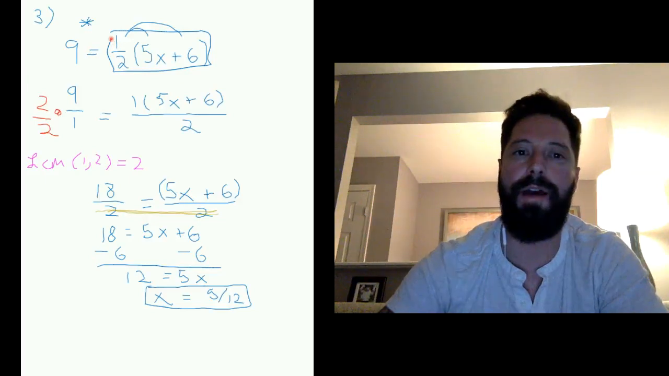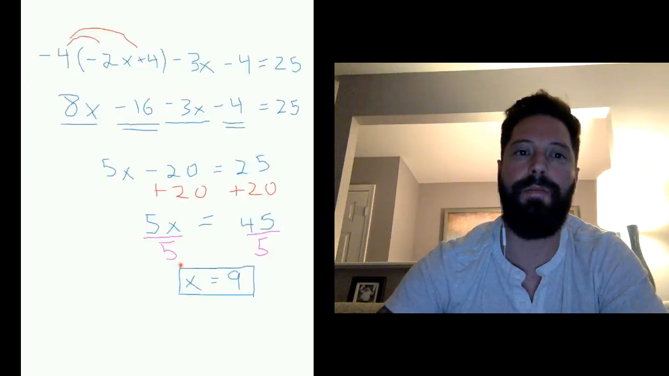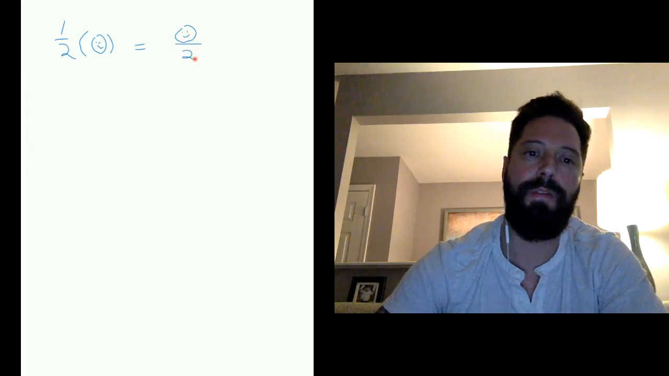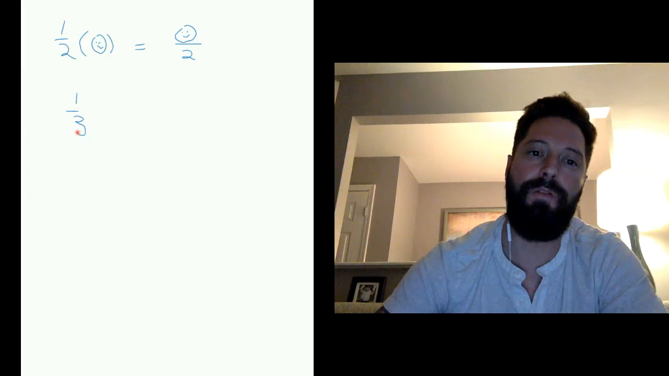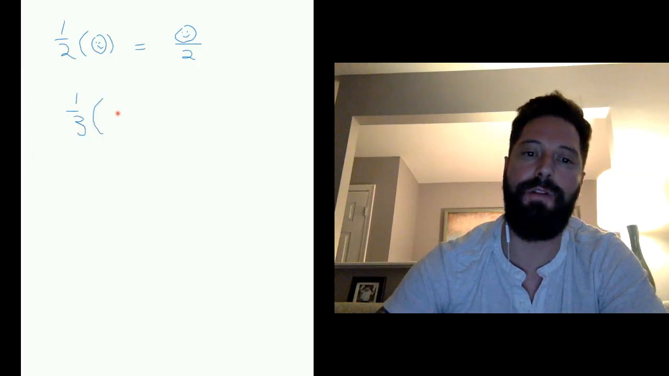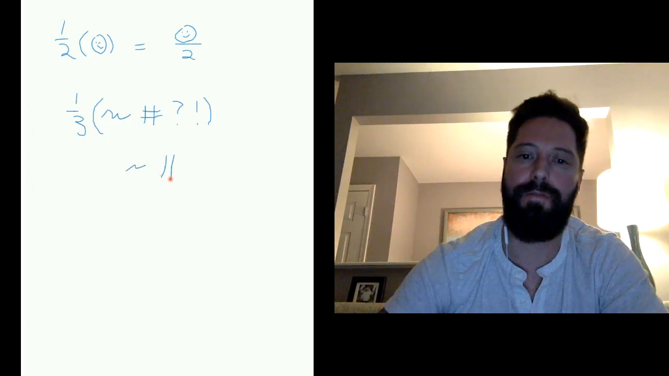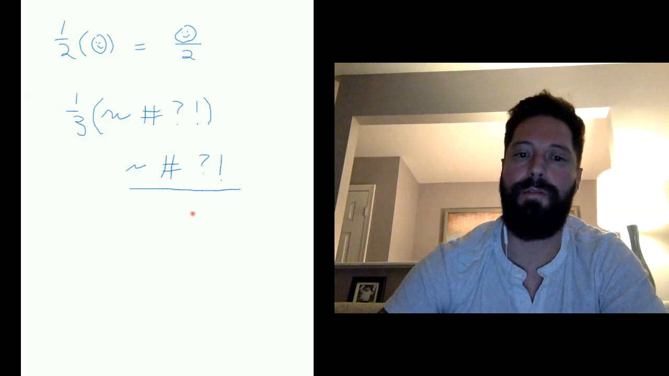That is to say, this is key, if I have 1/2 times, I don't know, a smiley face, that's the same as the smiley face divided by 2. If you have 1/3 of, I don't know, a whole bunch of stuff, that's the same as all of this stuff divided by 3. Okay?